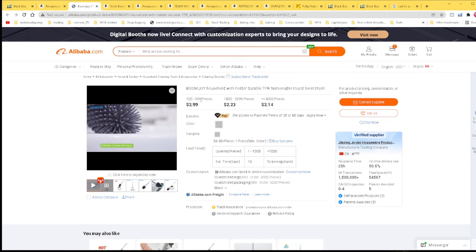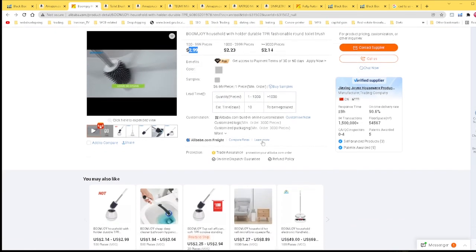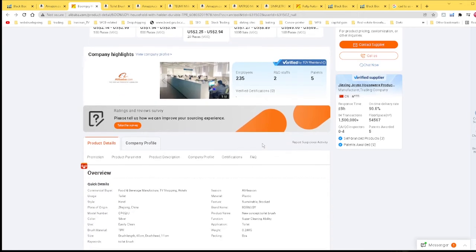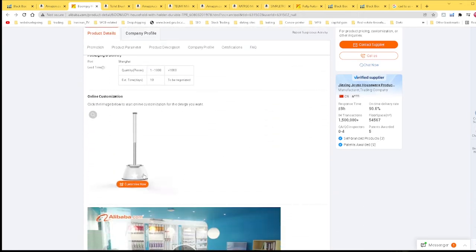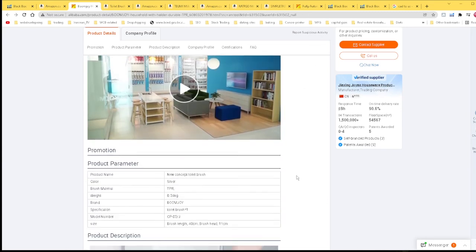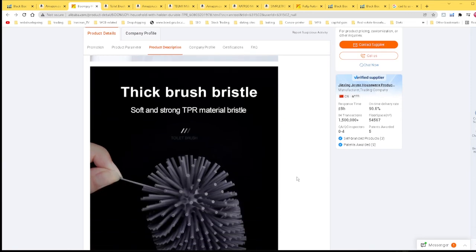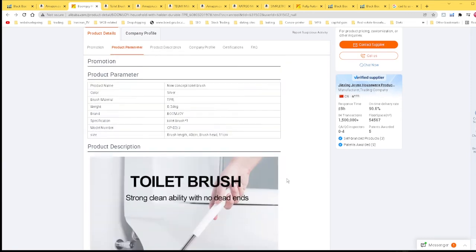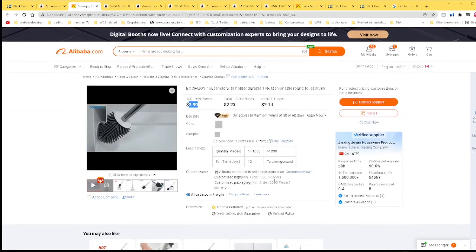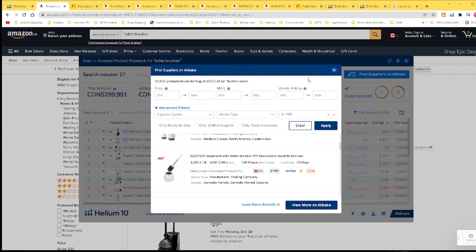So the order from 100 to 900 is $3. If you pack it in a pack of two, you're paying $6. The only thing is because it's kind of oversized, or the dimension is high, you might have to pay a little bit more for shipping. But if we buy at $3, $6, let's see our profit.